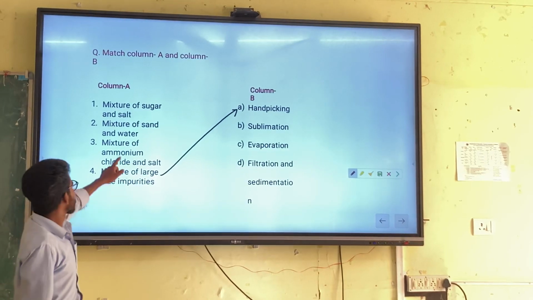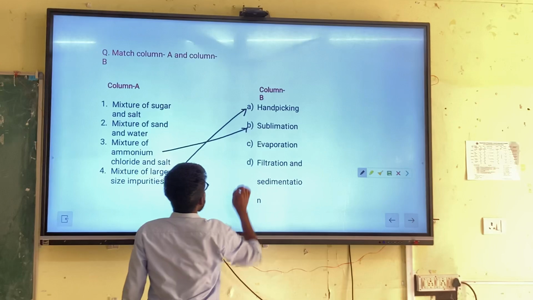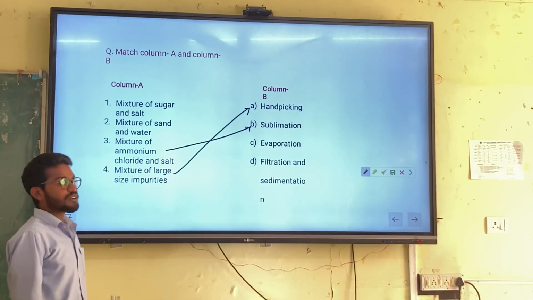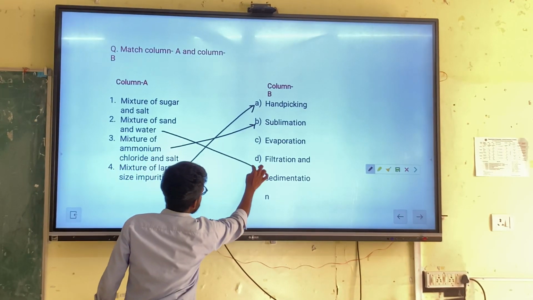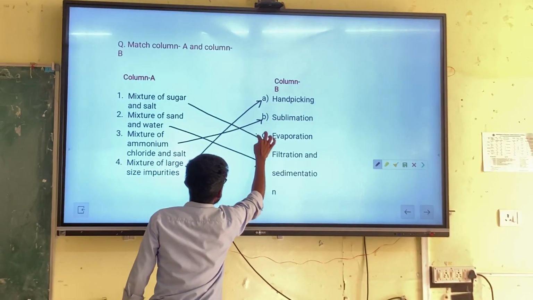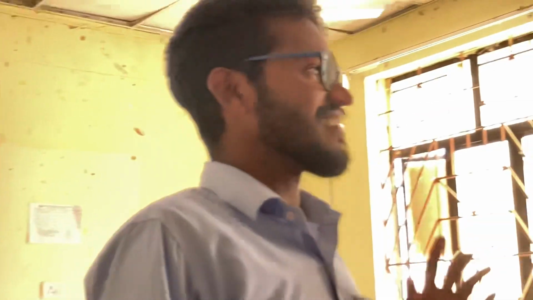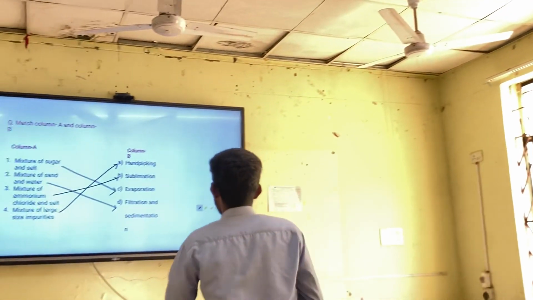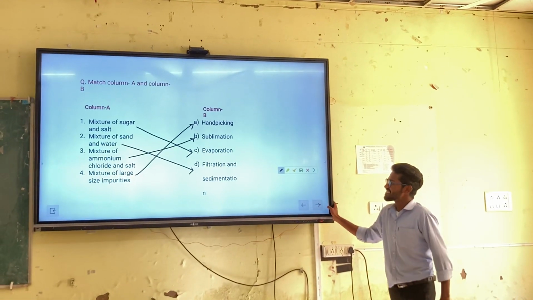Then that one. Okay. Mixture of sand and water. Is this correct or wrong? Anyone? Okay. This is the right answer so far. Thank you so much.